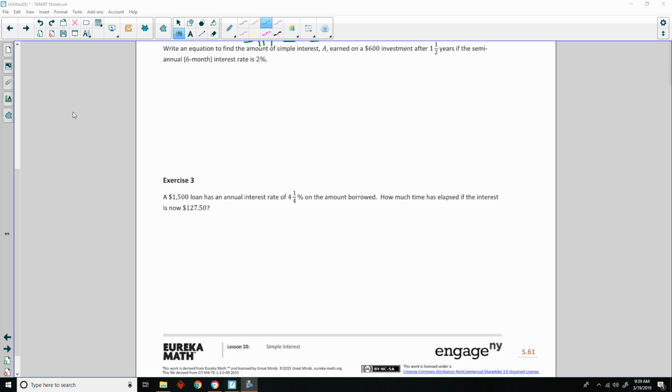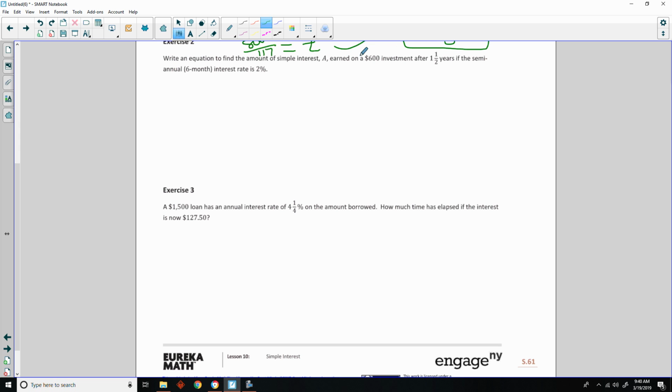Exercise 2 says to write an equation to find the amount of simple interest A earned on a $600 investment after a year and a half if the semi-annual 6-month interest rate is 2%. So again, what is I? What is P? What is R? And what is T? I equals PRT. Write an equation, find the amount of simple interest A.